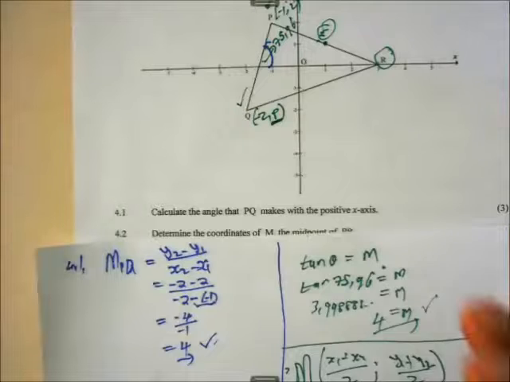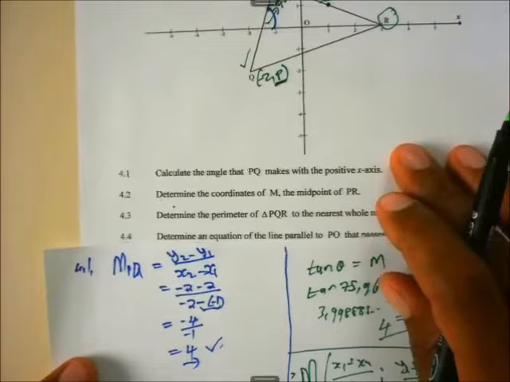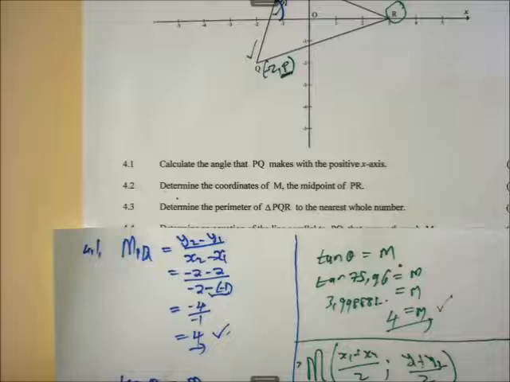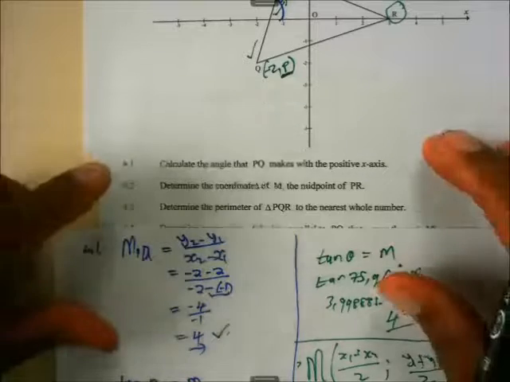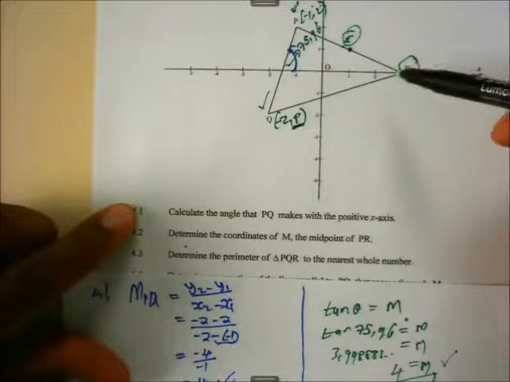Now, let us move to the next question. It says you must determine the perimeter of triangle PQR to the nearest whole number. Of course, boys and girls, when you talk of the perimeter, you still remember that you are talking about the distance around the shape.